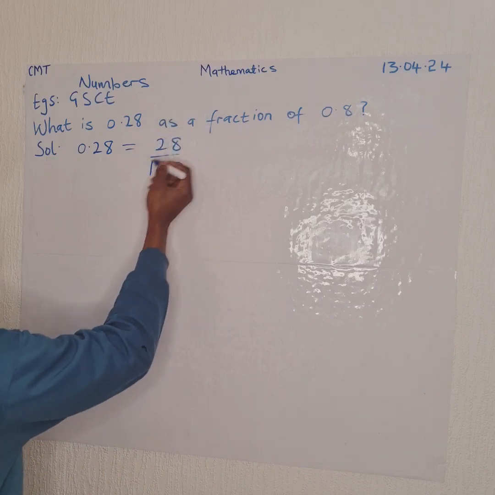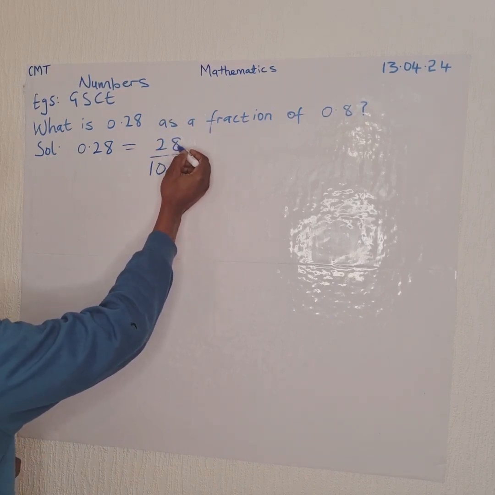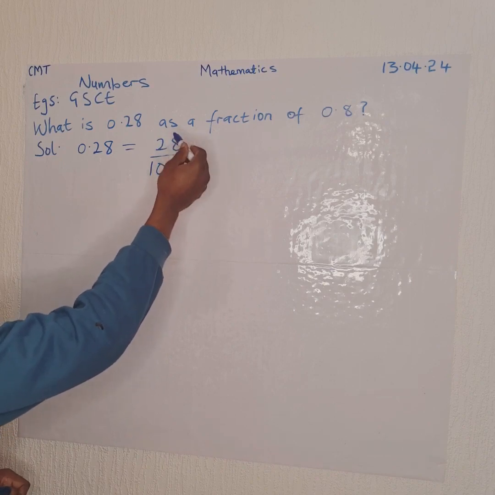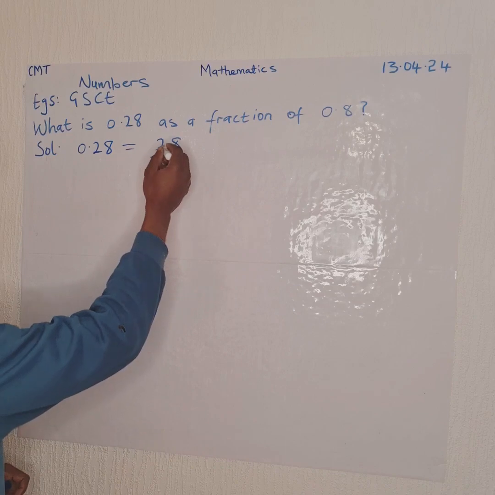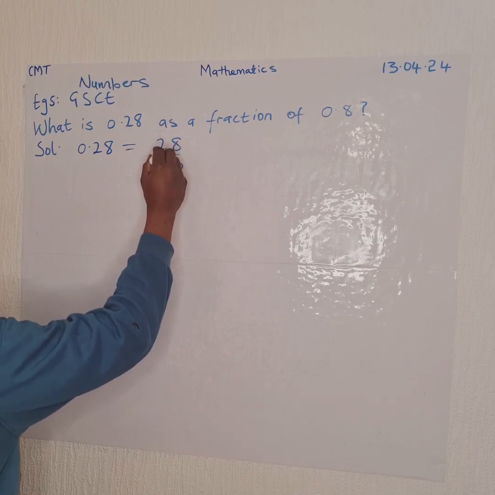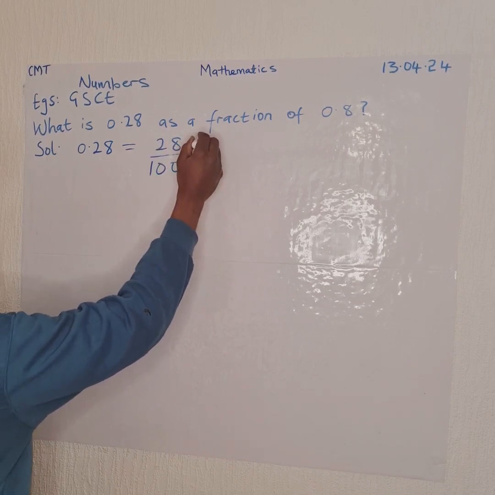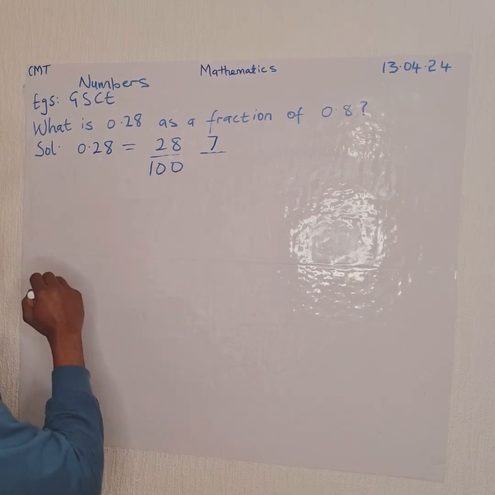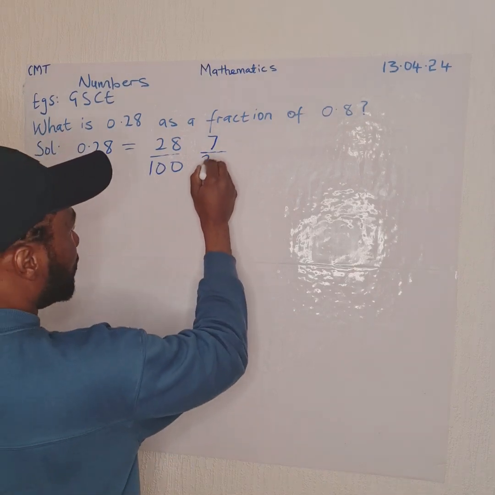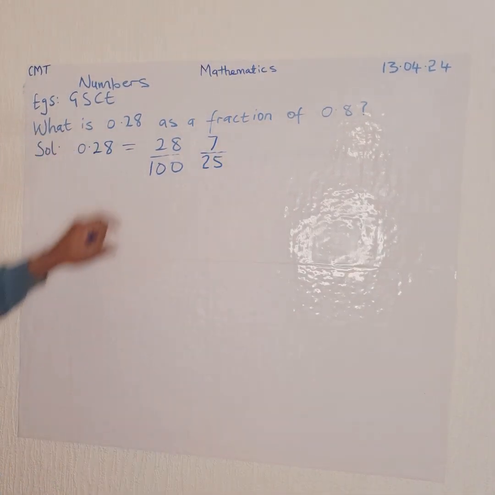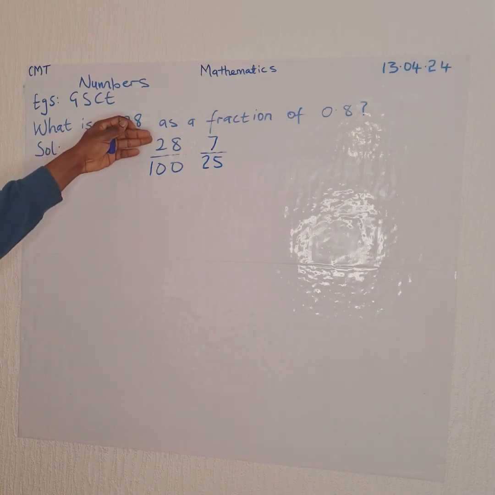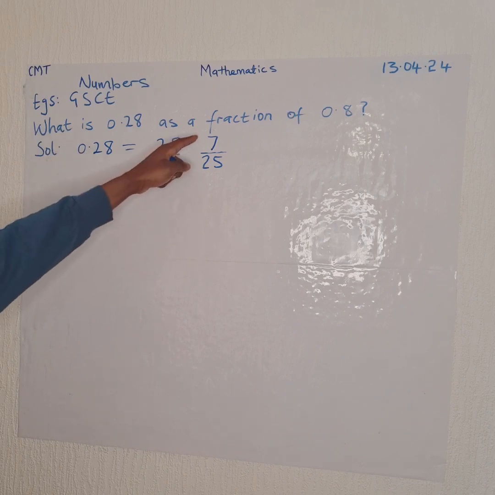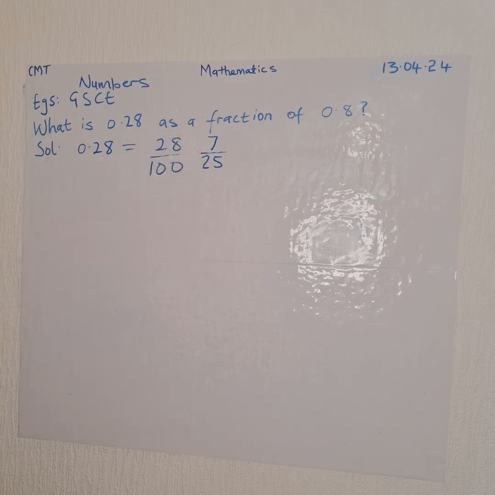Let's just divide by 2 first. If you divide this by 2, you would have 14. If you further divide by 2, you would have 7. So let's just divide by 4. 28 divided by 4, you have 7. 100 divided by 4, you would have 25. So if you divide the numerator and the denominator by 4, you would have 7 over 25. And that's the simplest form.